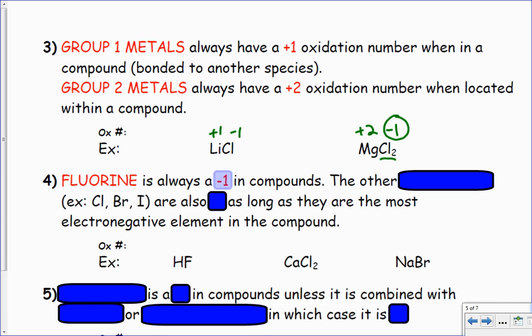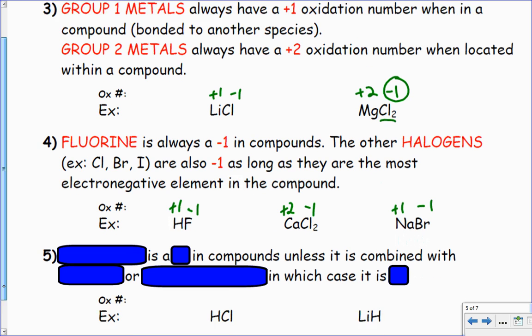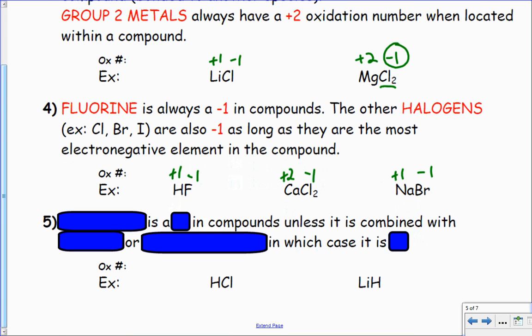Fluorine is always a -1 in compounds. The other halogens are also -1. So in this case, fluorine's going to be a -1, hydrogen's a +1, chlorine's a -1. I have 2 of them, so calcium has to be a +2. Bromine's a -1, so sodium has to be a +1. Notice they all add up to 0 and work out.